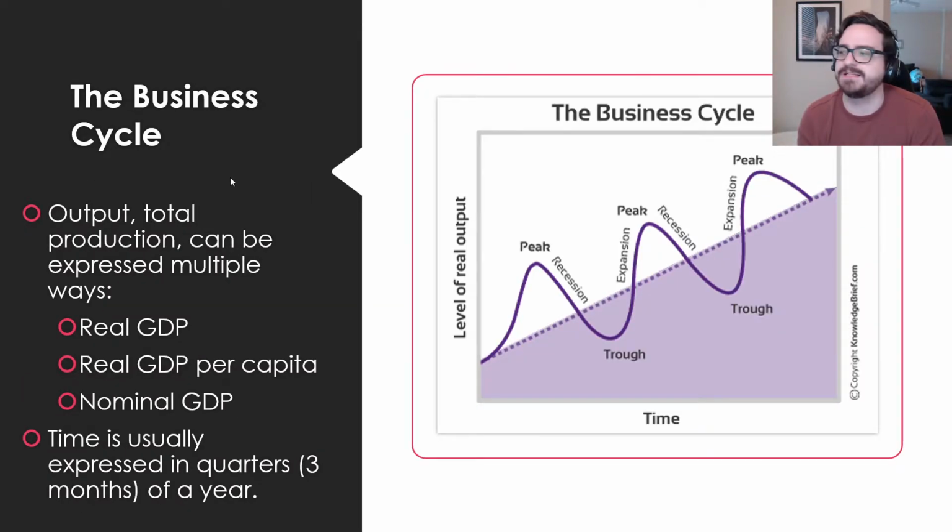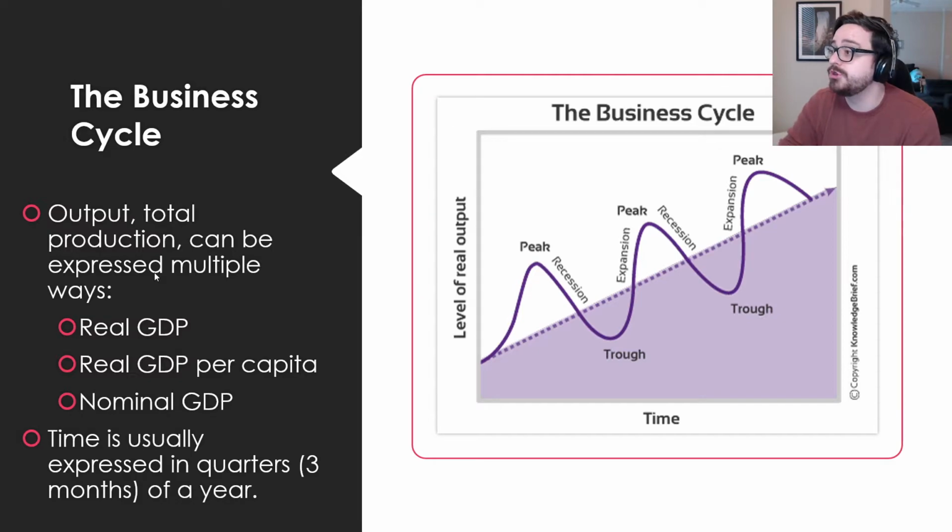Oh, I scaled too many times. All right, so here is the business cycle visualized. The y-axis, you might see a few different things here. It is always some version of output or total production. It could be just said as real output. If you ever see the words real output, they just mean real GDP. It's just the non-specific version of that, where it's a more generalized thing.